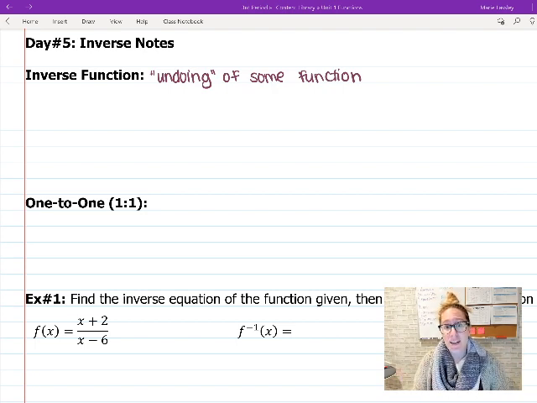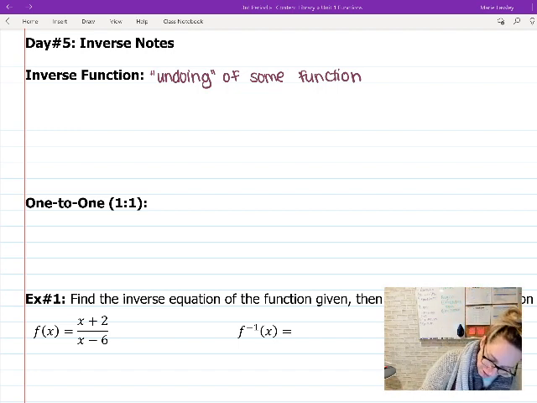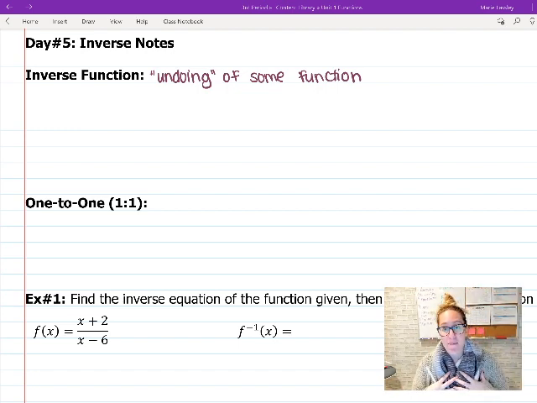So there is a different technique, and that is to swap the x's and the y's in your equation and then get y by itself. And that's the technique that we're going to use in this class because that strategy works for every single type of function. All right, so that's the only method I'm going to go over. I'm not going to do that other one because it's not useful.